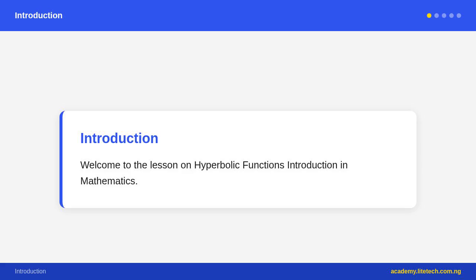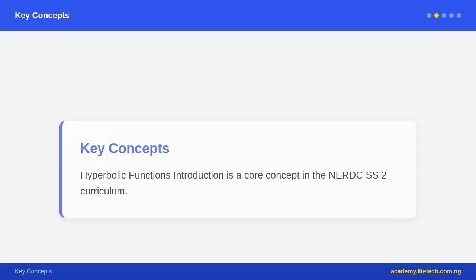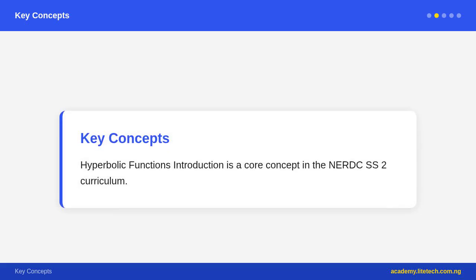The defining identity relating them is cosh squared x minus sinh squared x equals 1. Compare this to the standard trigonometric identity sin squared x plus cosine squared x equals 1.